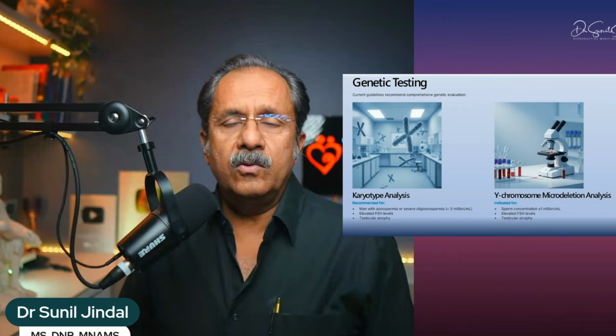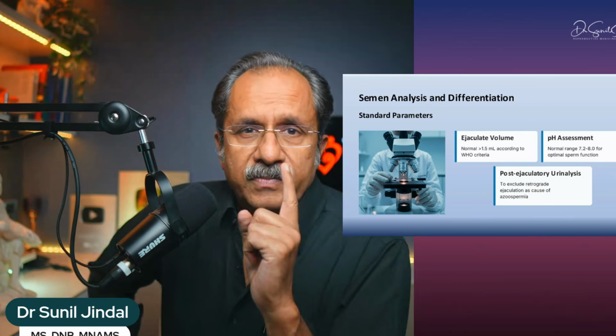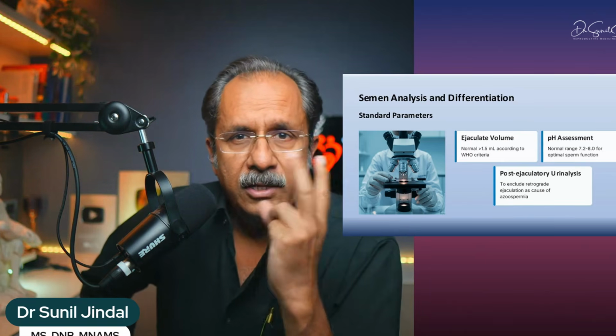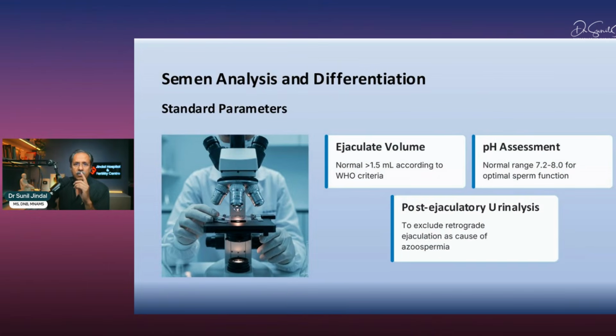Now, let me go on to the next slide. What will you see in the semen apart from azoospermia? 3 things. Number 1, ejaculate volume. The volume should be at least more than 1.5 ml. If it is less, there could be an obstruction. You would like to see the pH. pH normally is 7.2 to 8.